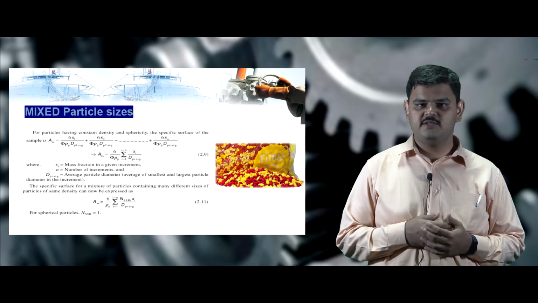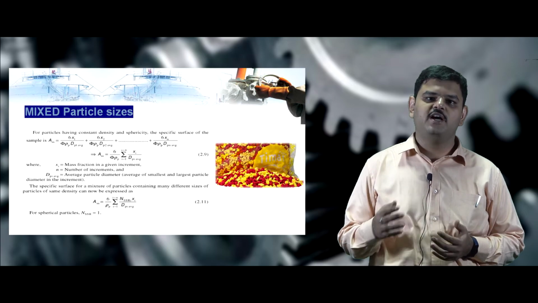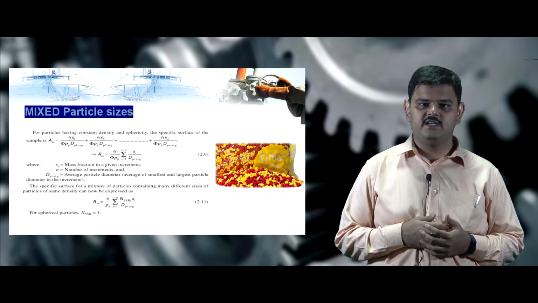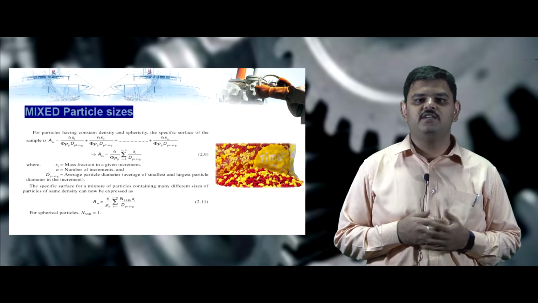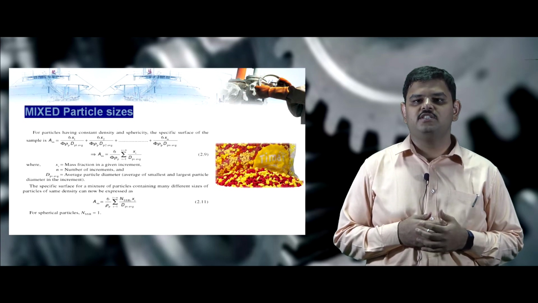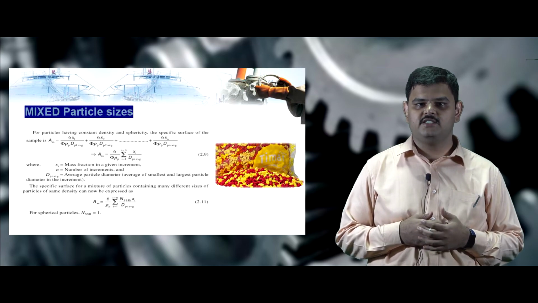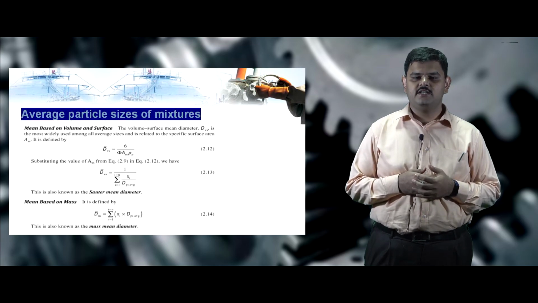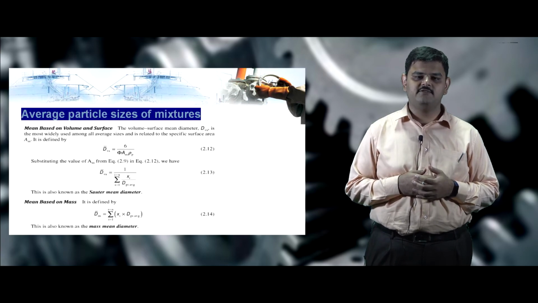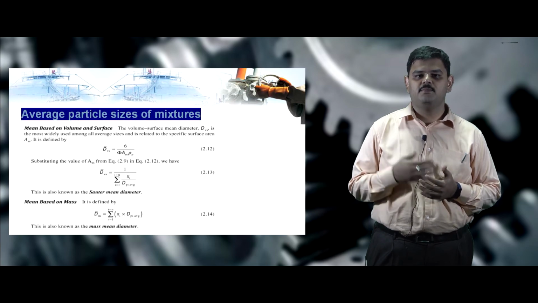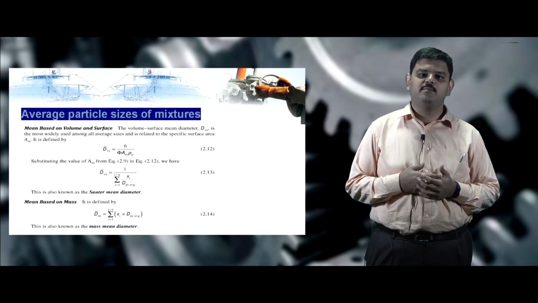Next, we are going to see about the mixed particle sizes. For the particles having constant sphericity and density, the specific surface area is represented as 6 by rho p into summation of xi by dpi average, where xi is the mass fraction. The average particle sizes are measured for the different controlling characteristics such as volume, surface, mass, volume, and number of particles.